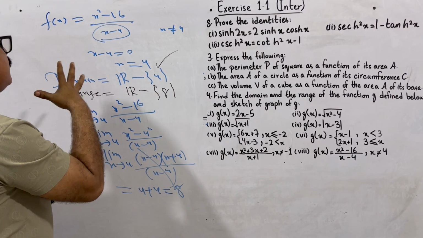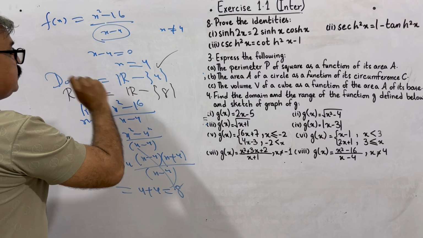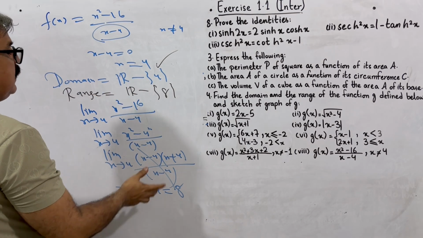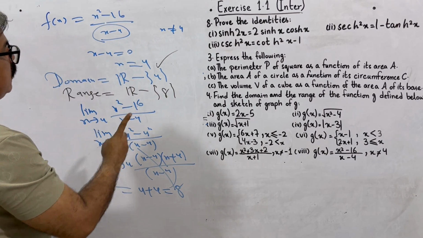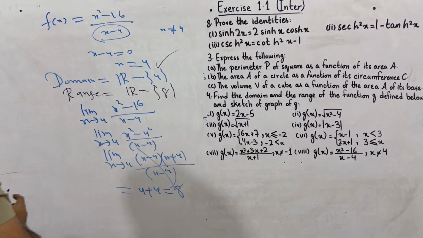In the same token, we have to hunt for what the exception is going to be in the range. We have evaluated using the limit as x tends to 4. The result is 8. x equal to 4 has been excluded from the domain, so the limit value corresponding to x equal to 4 has also been excluded from the range.